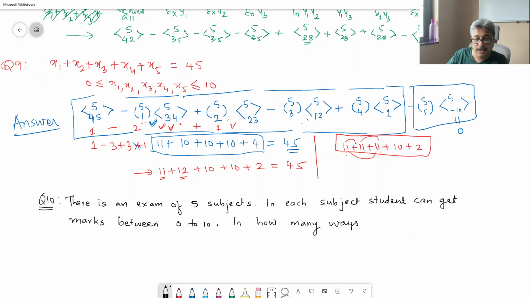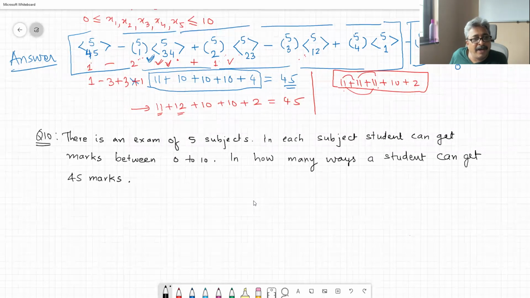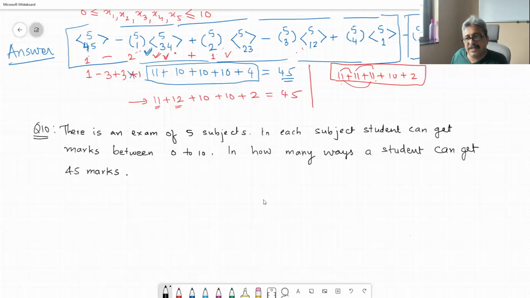In how many ways can a student get 45 marks? Calculate. Okay, recording started. This problem and problem number 9, they are one and the same. We will do exactly the same thing.